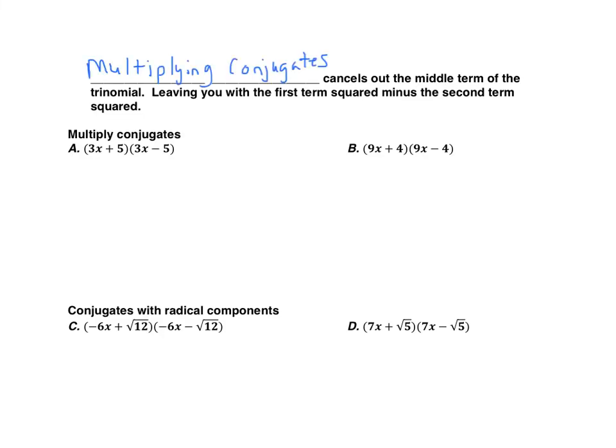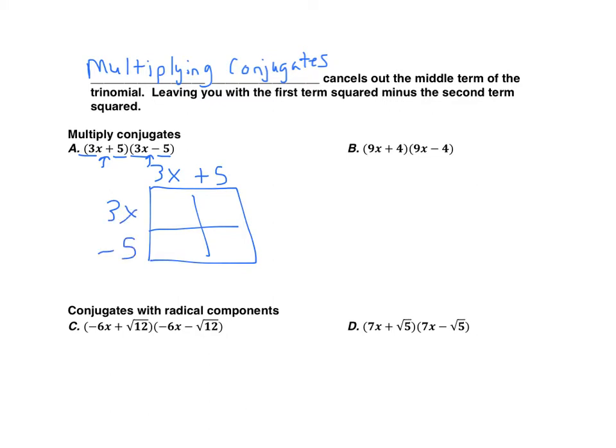In this tutorial, we will talk about multiplying conjugates. Multiplying conjugates cancels out the middle term of the trinomial, leaving you with the first term squared minus the second term squared. So if you notice, each term has 3x and 5, the difference being that one is plus and one is minus. So let's set up the box. We have 3x plus 5 and 3x minus 5, and then we're going to multiply.